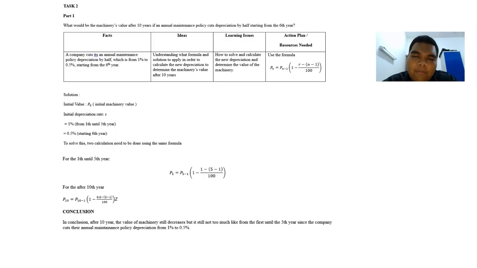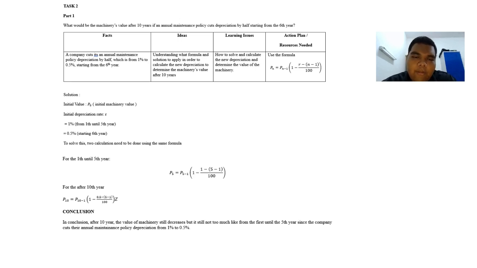After that, the idea for this question is to understand what formula and solution to apply in order to calculate the new depreciation to determine the machinery's value after 10 years. In this question, we also have the learning issue, which is how to solve and calculate the new depreciation and determine the value of the machinery. After we know the problem, we need to know what formula we need to use. So for the action plan, we will use the formula Pn equals Pn minus 1 in bracket 1 minus R minus n minus 1 divided by 100.